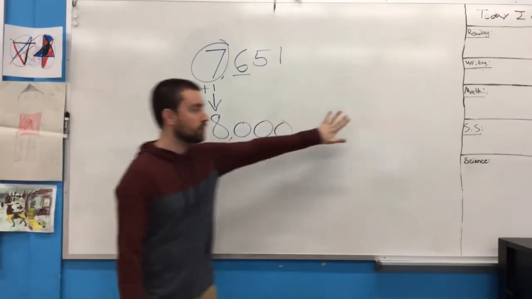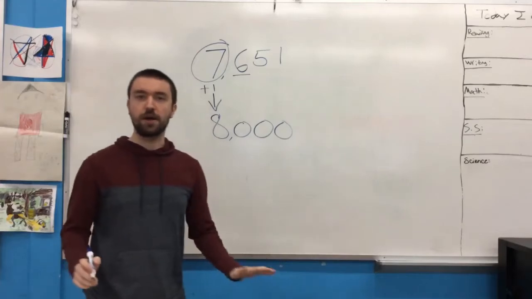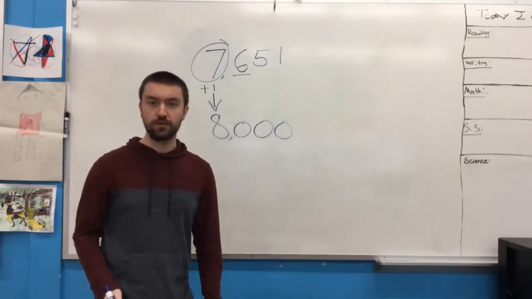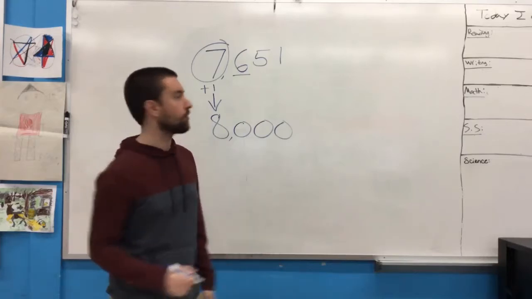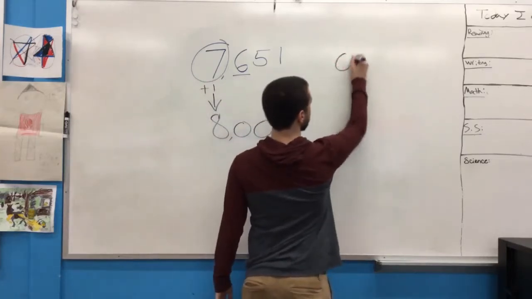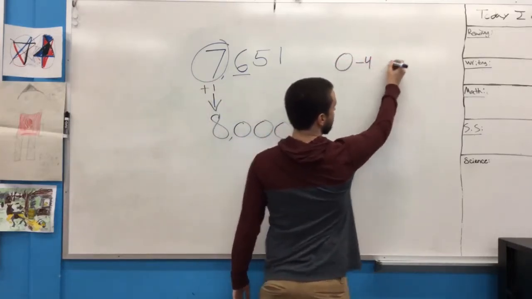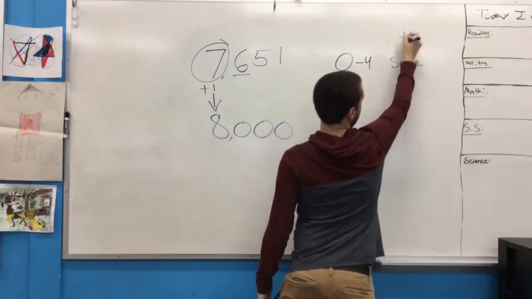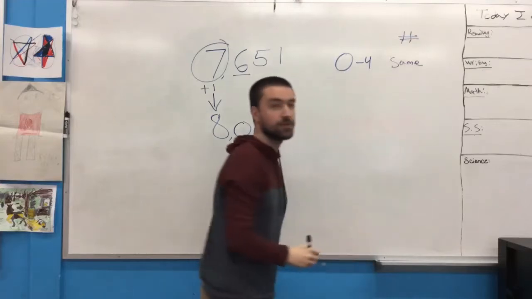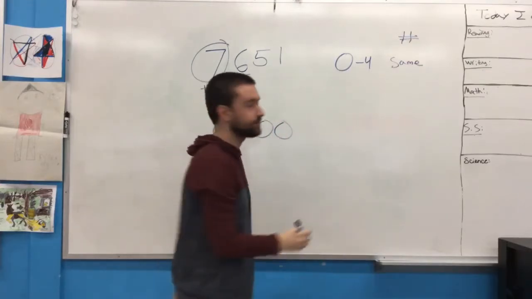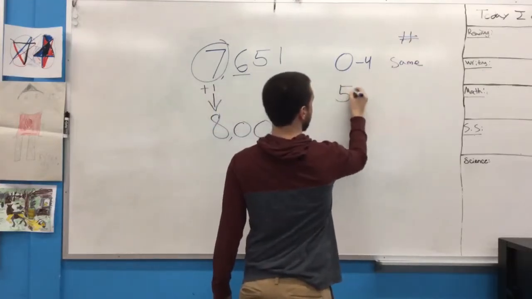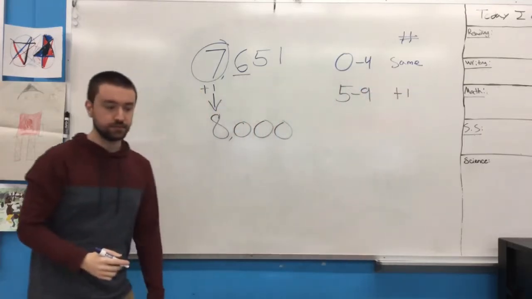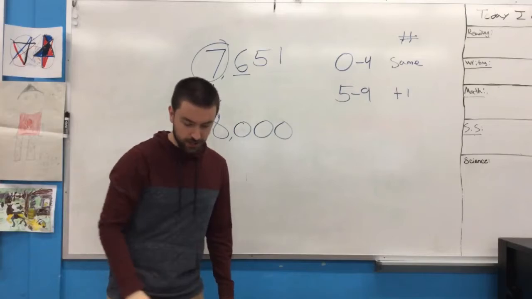I'm going to leave over on the side of the board here our reminders of what to do when we're rounding, so that as we start working through the worksheet, we're going to be able to remember it. So I'm going to put that over here. 0 to 4, the number stays the same. Remember, that is a number sign, not a hashtag. And 5 through 9, adding 1 is the game. Let's look at the first question here.